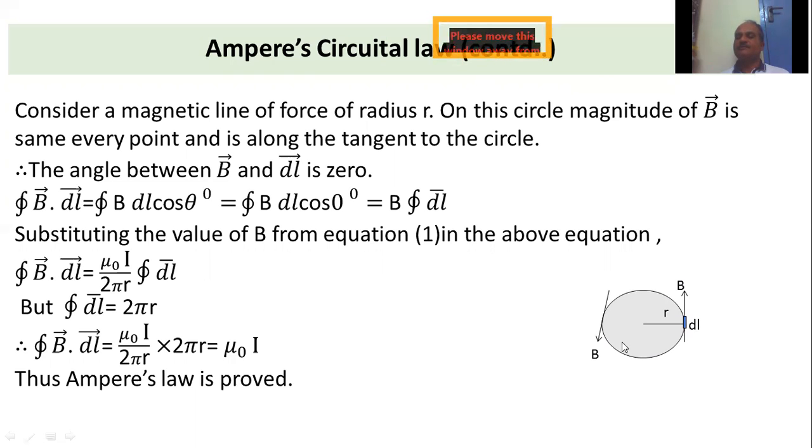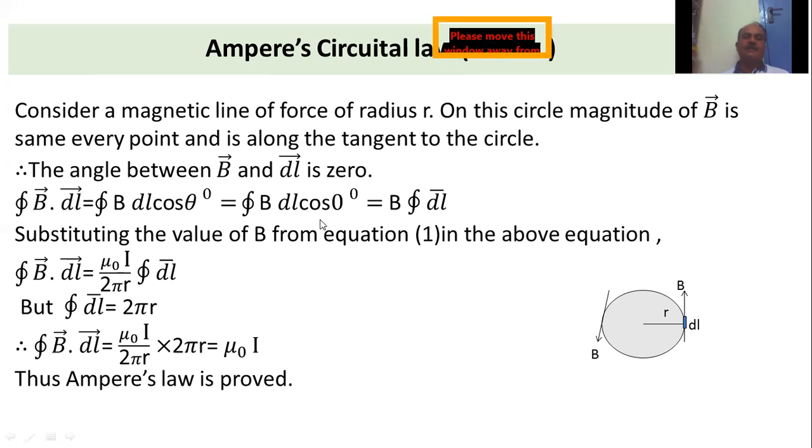Wherever you measure it, it will be a constant value, and the direction of the magnetic field along this circular path changes at every point. That is given by the tangent on that circle. So on the circle, the direction of the magnetic field at every point is different. Here it is in this direction, and here it is in this direction. Therefore, the tangent to the circle at a given point gives the direction of the magnetic field.